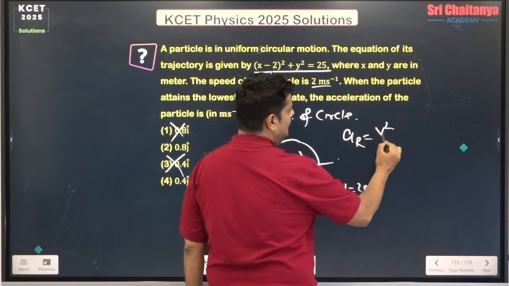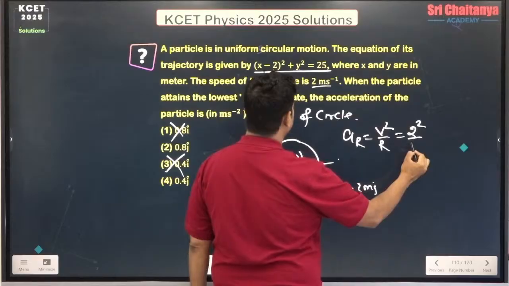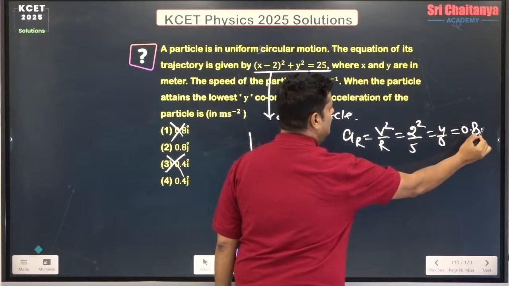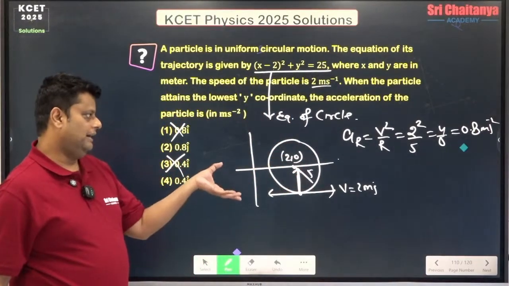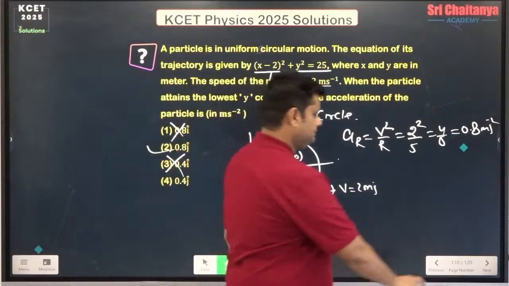This centripetal acceleration is v square upon r, that is 2 square upon radius, which is given as 5. So it will be 4 by 5, that is 0.8 meter per second square. If you club both the values, that is 0.8 and this j cap, the second is the correct option.